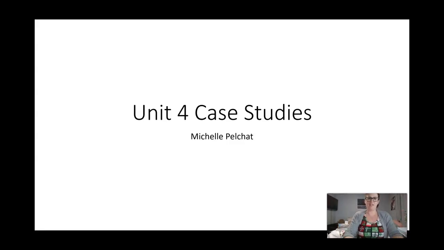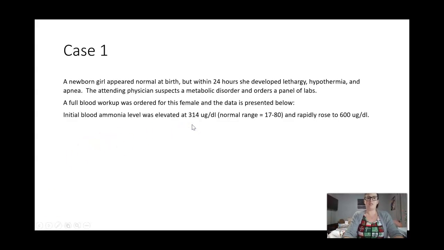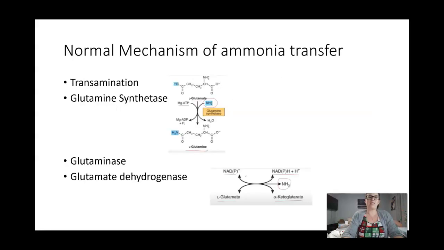The first case study that I chose was case 1, about the newborn girl who appeared normal at birth but within 24 hours developed lethargy, hypothermia, and apnea, etc. So the first part of the question is asking about the normal mechanisms of ammonia transfer. There are 4 different ones, as you can see.